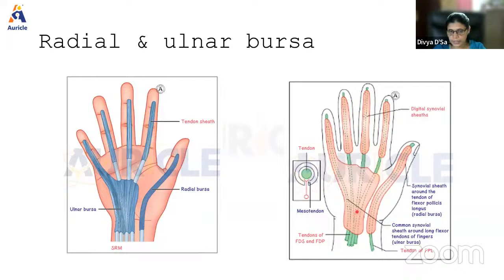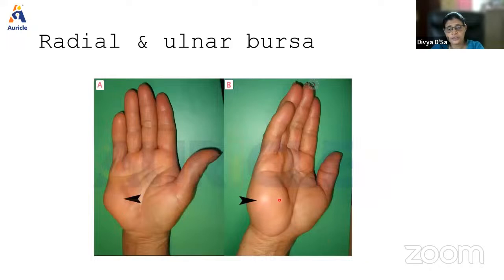So basically, the ulnar bursa and the radial bursa are separate from each other, but beyond the flexor retinaculum, that is proximally, they can communicate. So this is basically the infection here, the little fluid here from the ulnar bursa. There is a collection of pus.